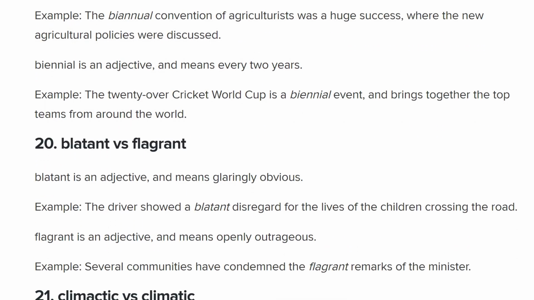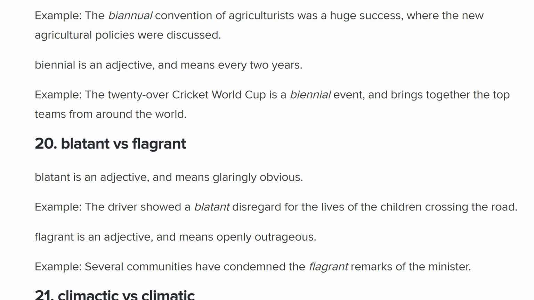And the last one, blatant versus flagrant. I would say the distinction there is that blatant means obvious, and flagrant means obvious, but in a clearly negative sense. So if something is blatant, you might make a blatant mistake. It's an obvious mistake. It's clear to everyone. Or her plan was very blatant, very obvious. Everyone knew what she was doing.